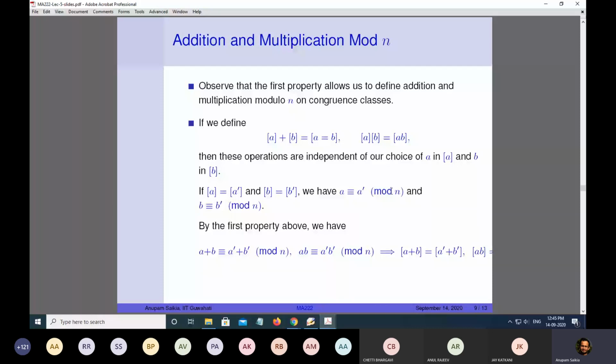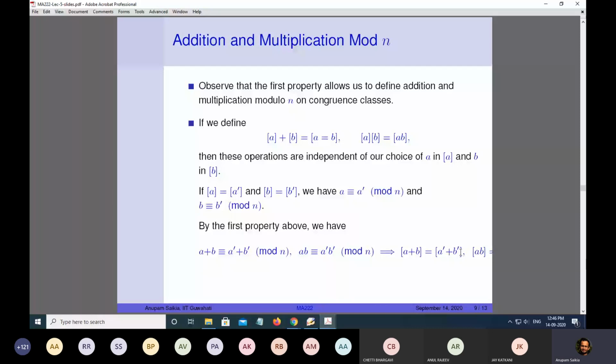So if I sum them up, they'll still be congruent. And in fact, their product will also be congruent. That means their equivalence classes are the same, because if two elements are congruent, their equivalence classes are the same. Anything congruent to the left hand side will also be congruent to the right hand side and vice versa. So there is no problem. This AB equal to A dash B dash is appearing outside the slide.